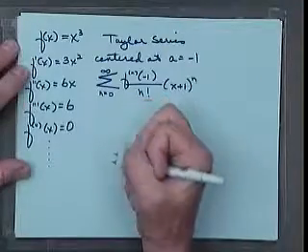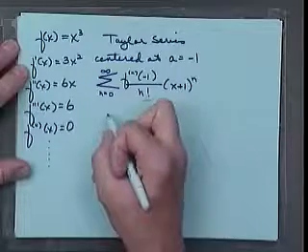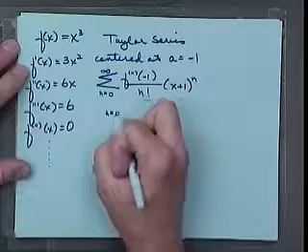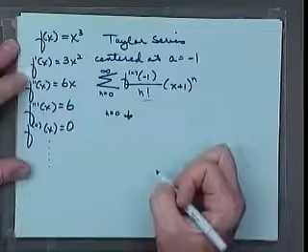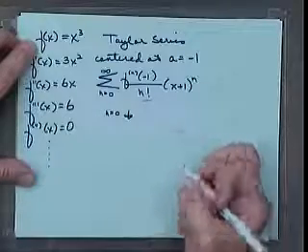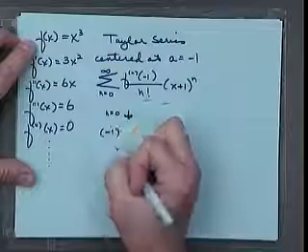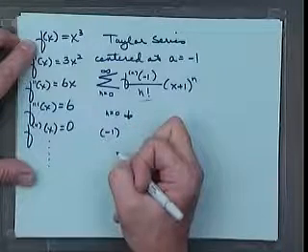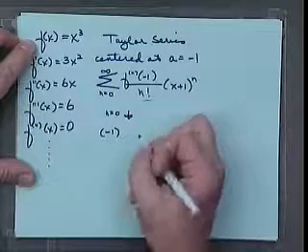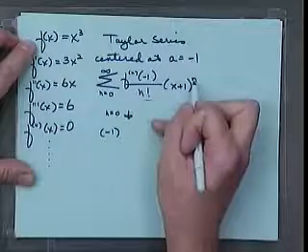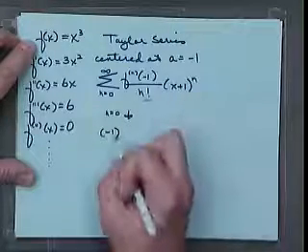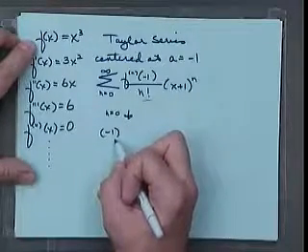So for n equals 0, what do we have? That means the original function at negative 1, which is negative 1 cubed, times x plus 1 to the 0 over 0 factorial. That's the first term. Is that correct?